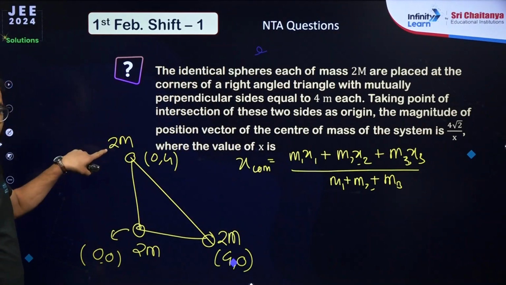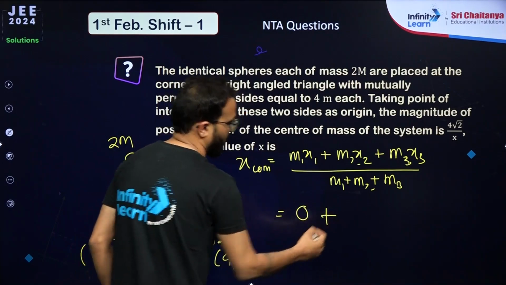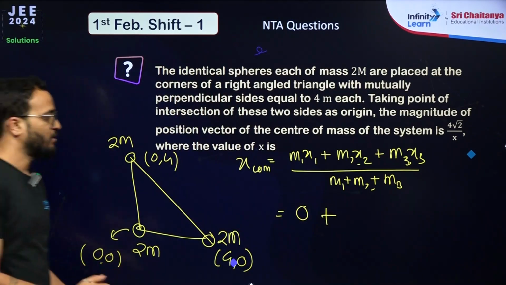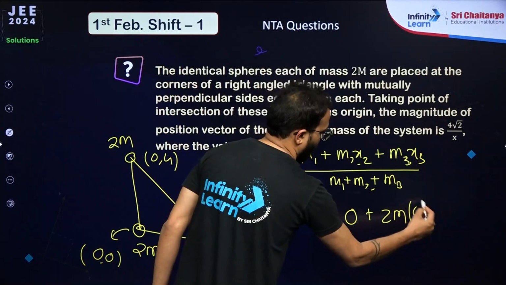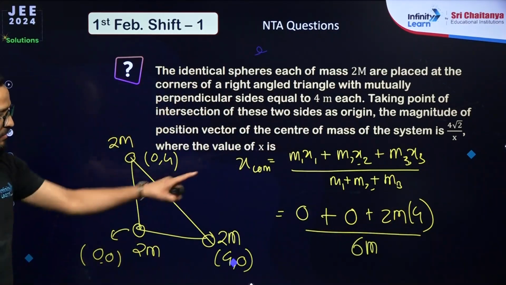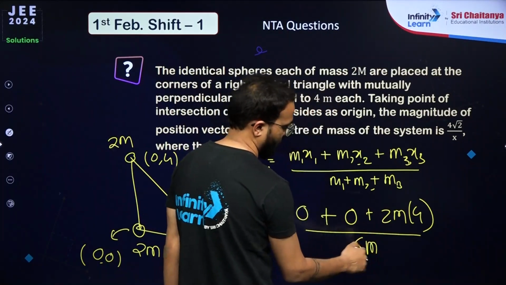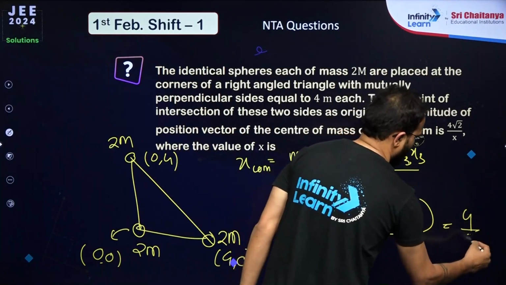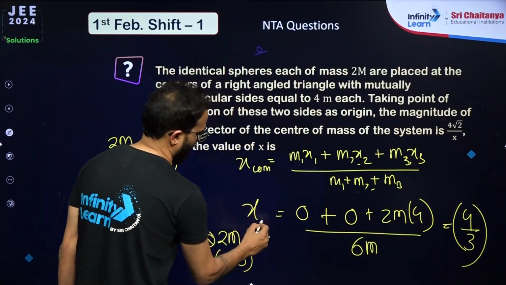Just put the values now. Take this as m1. So m1 is 2m into 0, plus here also the x coordinate is 0, plus 0, plus 2m into 4, upon how much? 6m. So it will be 4 by 3. 4 by 3 meters. This is the x coordinate.